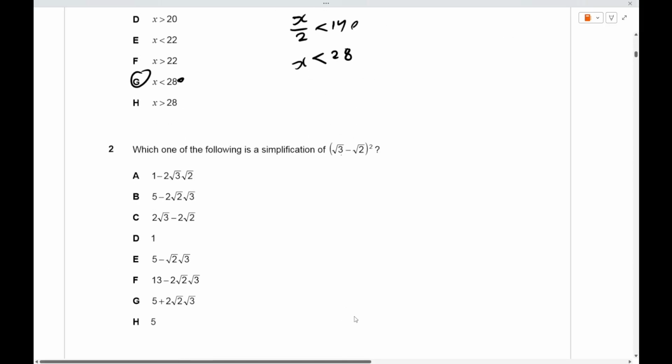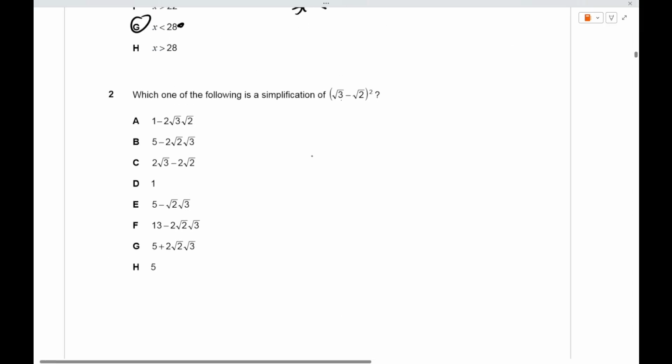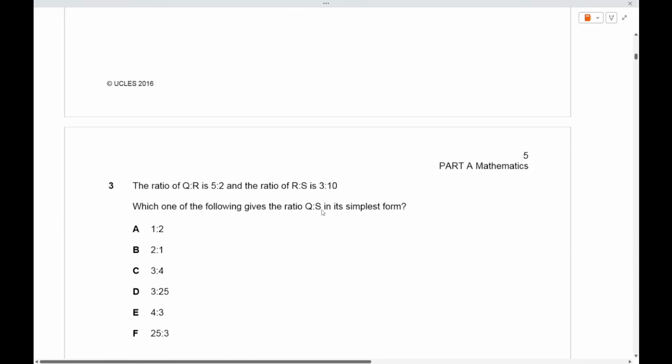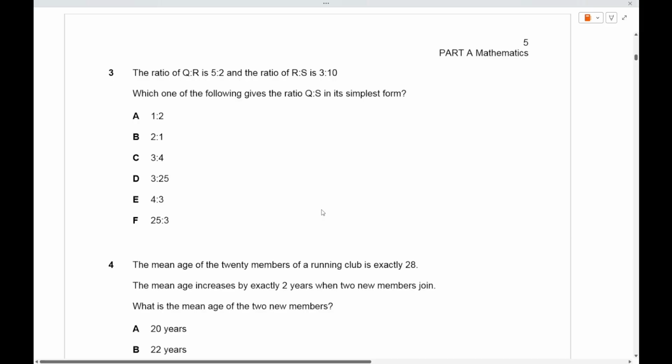The next question, really simple again. This is just you square them, so it's 3 plus 2 minus 2 root 3 root 2. This is really simple. This is just B. There's not much explaining here. You square this, you square that. I'm sure everyone knows how to expand a quadratic. Really easy. Okay. Next question.